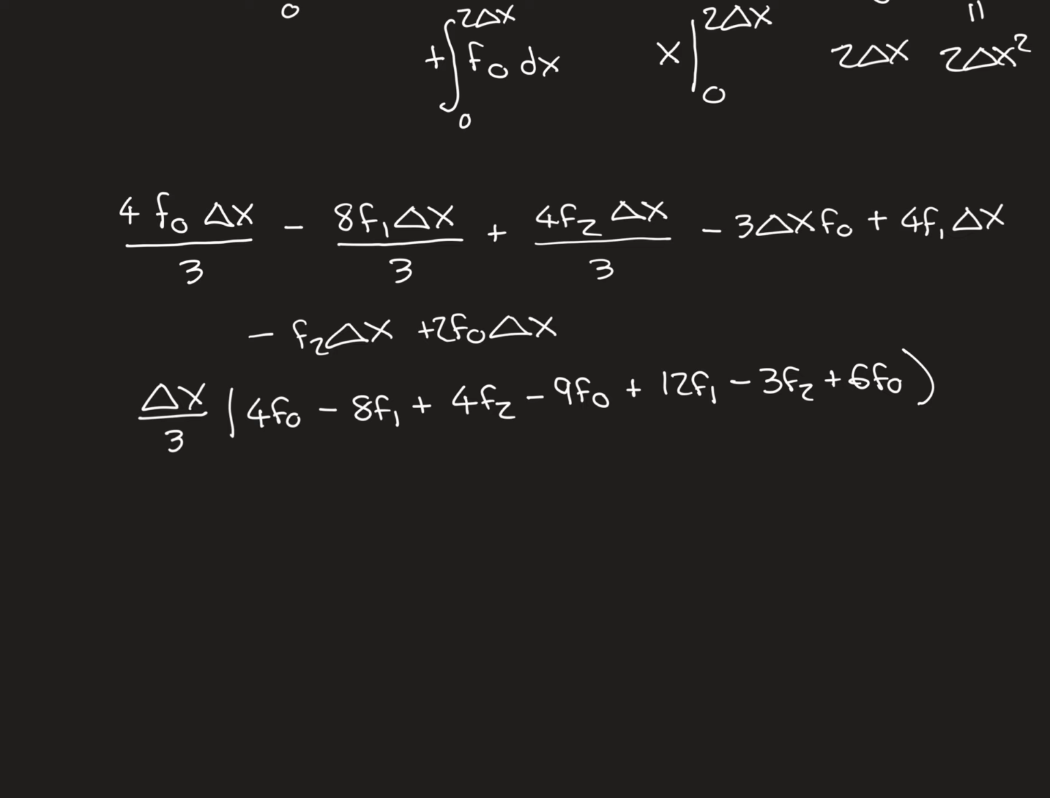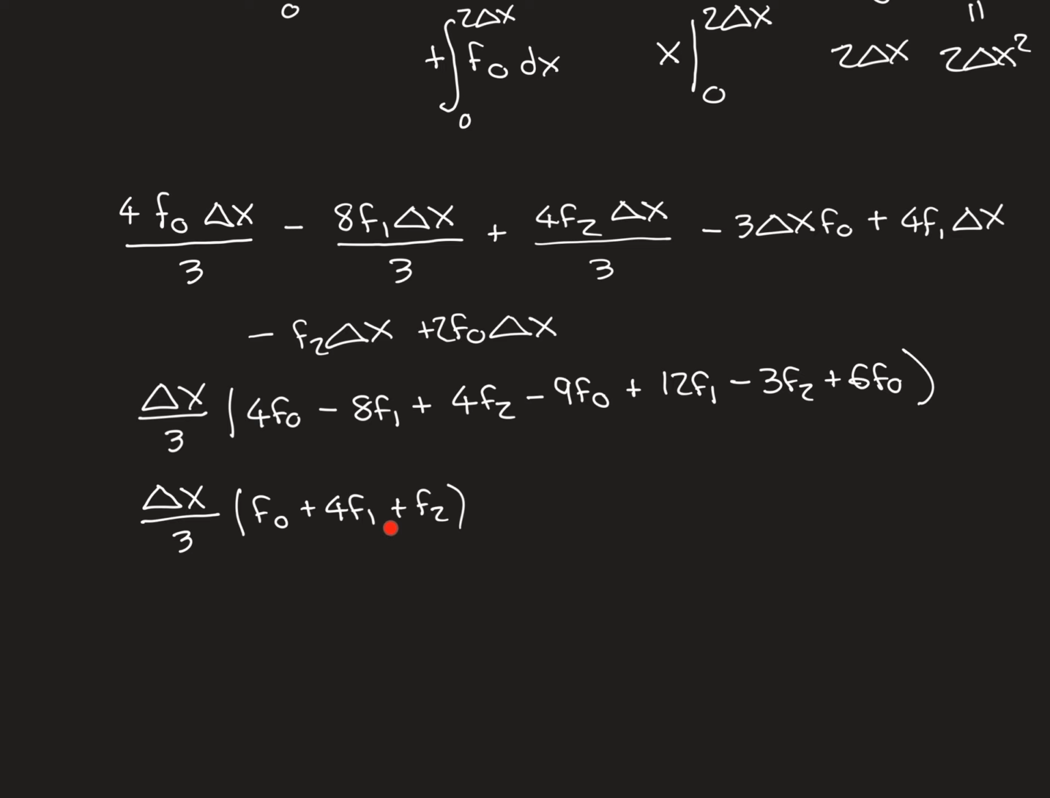And now let's just work this out. So this is the overall answer we get. Let's just talk through this quickly. So f0s, we've got this one, plus this one makes 10, and then subtract off 9, so we've got 1. f1s, we've got this one, and then this one, so 12 minus 8, we've got 4. f2s, we've got this one and this one, so we've got 4 minus 3, which is 1. So it overall gives this beautiful expression, delta x over 3 times f0 plus 4f1 plus f2.